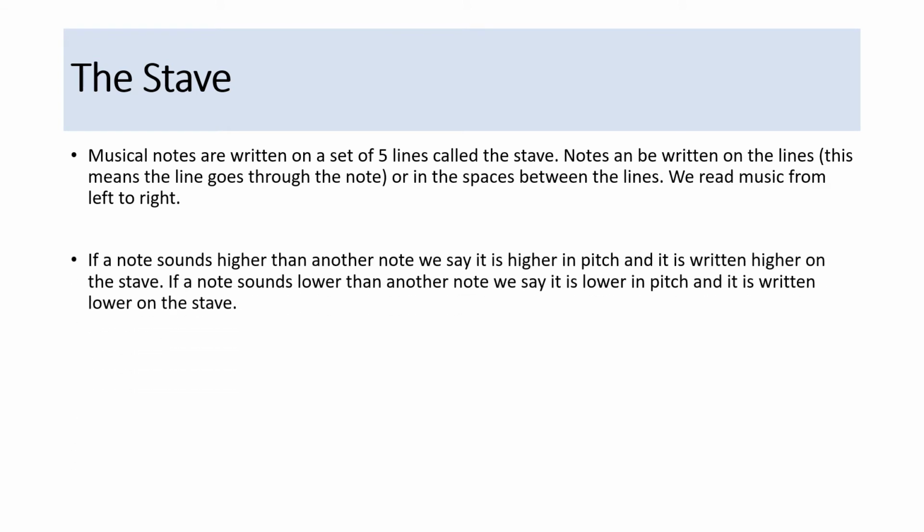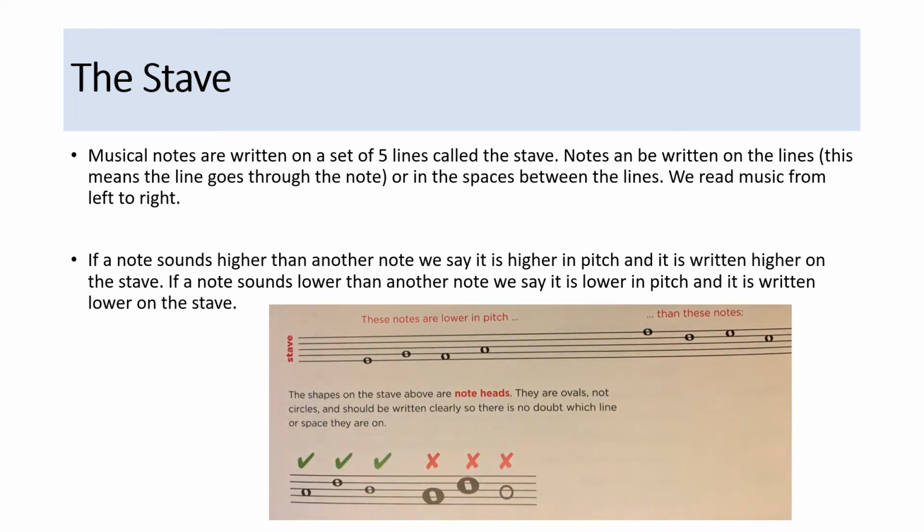If a note sounds higher than another note, we say that it is higher in pitch. Okay, so the pitch of the note is higher, and it's written higher on the stave. If the note sounds lower, then we say it's lower in pitch, and it's written lower on the stave. So there's an example on the board for you now. So you can see the notes that are lower in pitch are lower down on the stave than the ones that are higher.